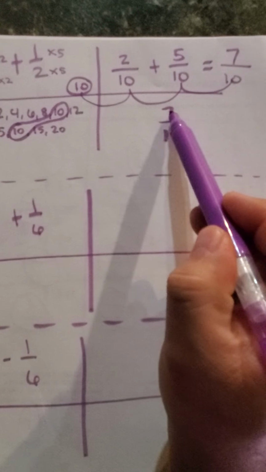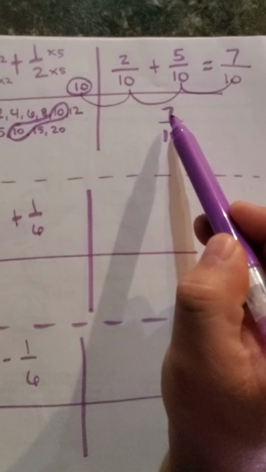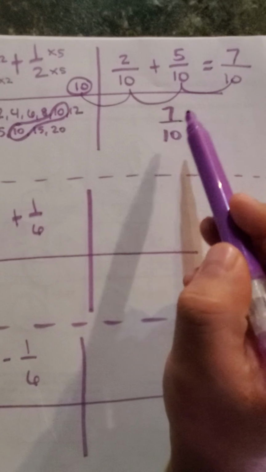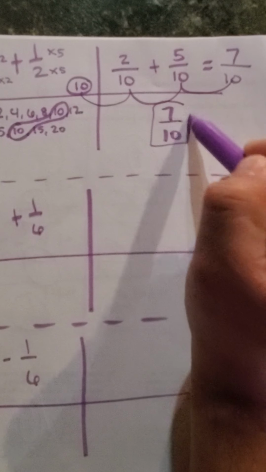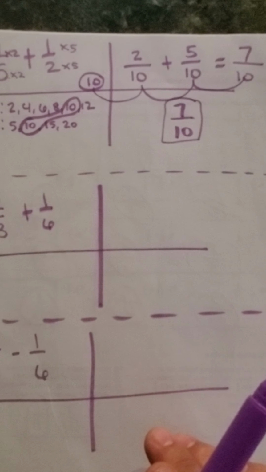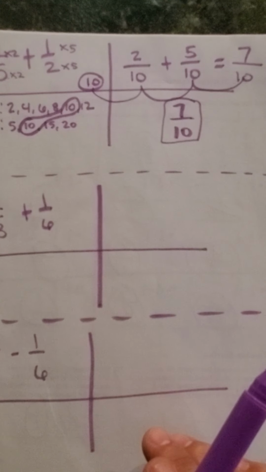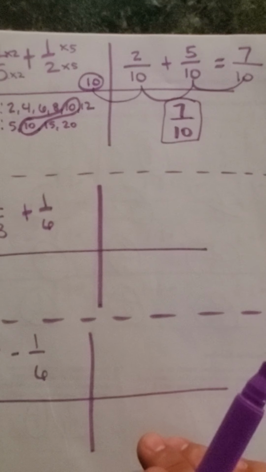How do I know that? Because 7 cannot go into 10, and 7 is a prime number. Anytime you have a prime number in your numerator, it's already in its simplest form. So your answer for number 1 is 7/10. And then number 2 on here is 2/3 plus 1/6.